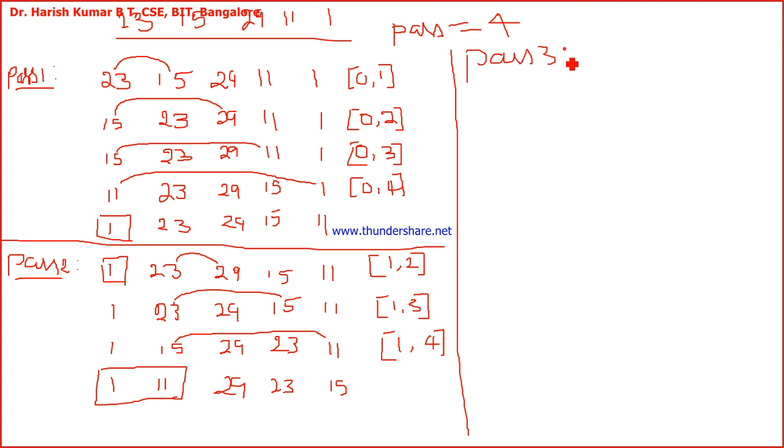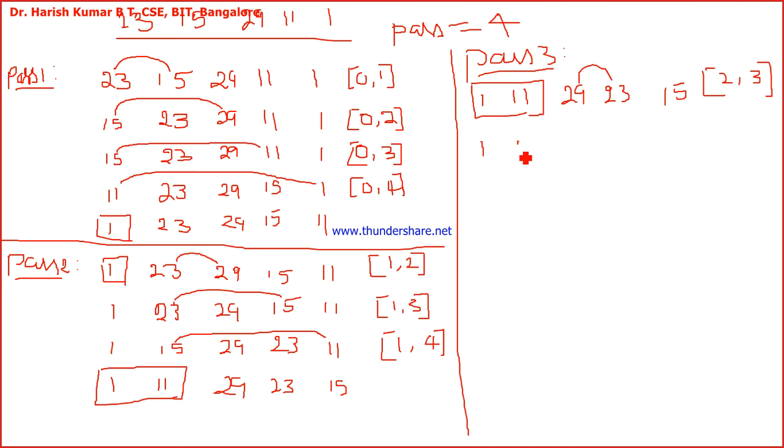Next pass 3. So 1, 11, they have already taken their proper position. Next is 29, 23 and 15. Now in the first comparison of third pass, we go for comparing 2 and 3. So that is 29 and 23. Since 23 is lesser than 29, swap is required. 23 and 29. And 15.